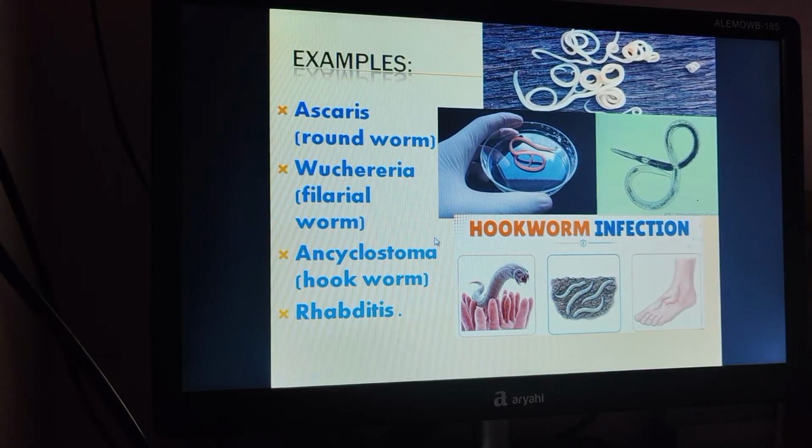These are the examples of roundworms. Ascaris, the general name is roundworm. Wuchereria, filarial worm. Ancylostoma, hookworm. Rhabditis, which is free living. These are the examples.